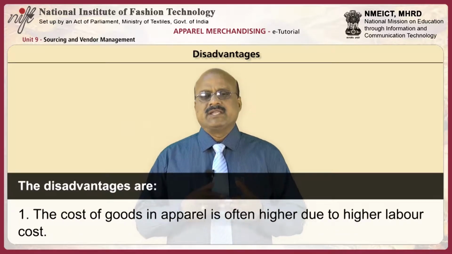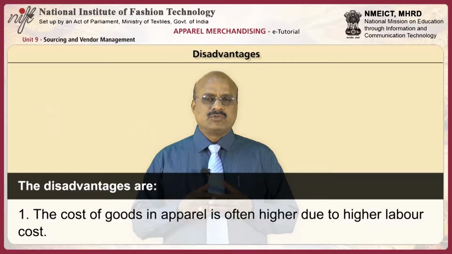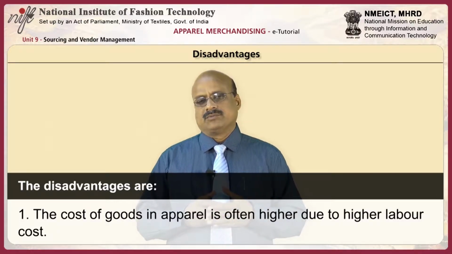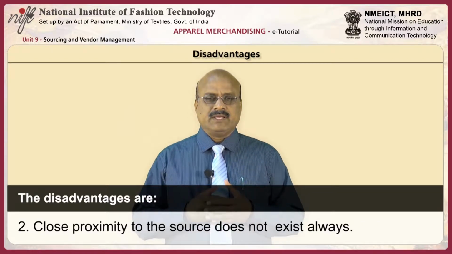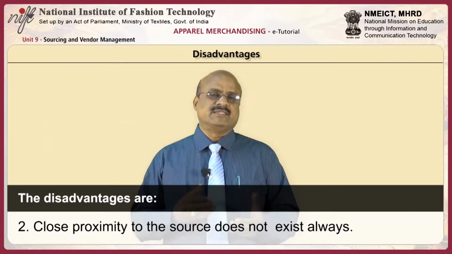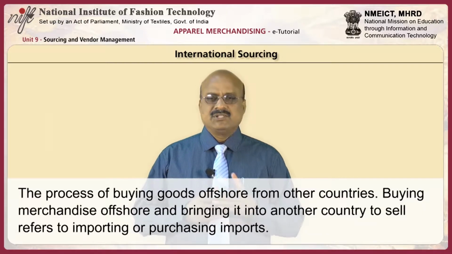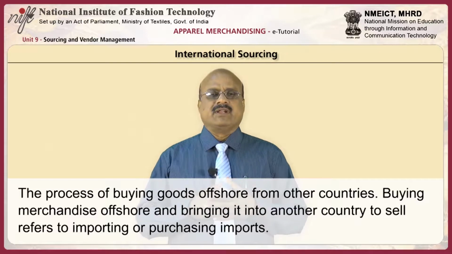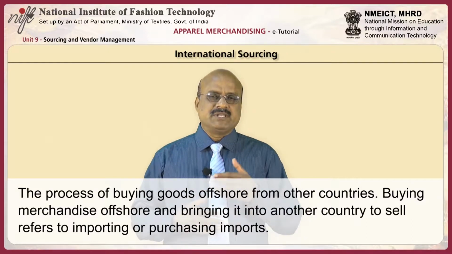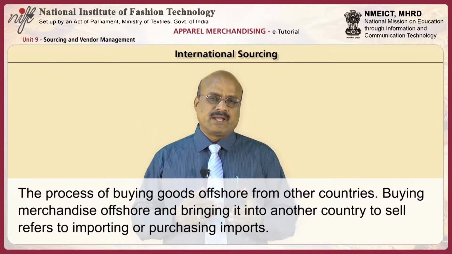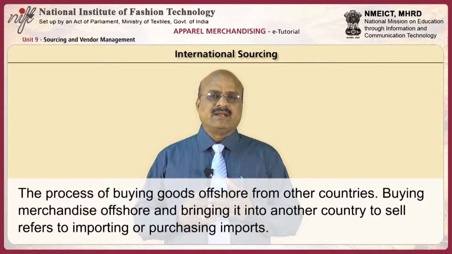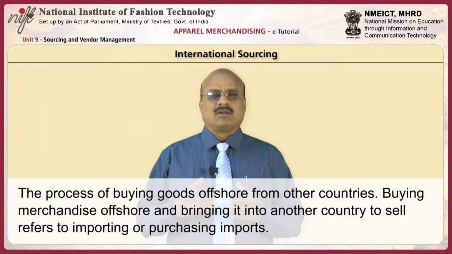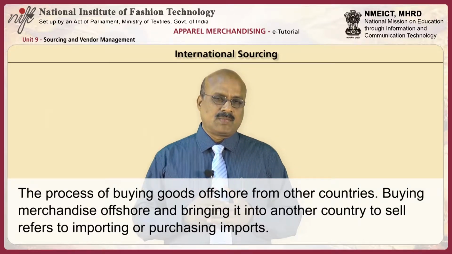The main disadvantages are that the cost of goods in apparel is often higher due to higher labor cost. Close proximity to the source does not always exist. International sourcing is the process of buying goods offshore from other countries. Buying merchandise offshore and bringing it in another country to sell refers to importing or purchasing imports.